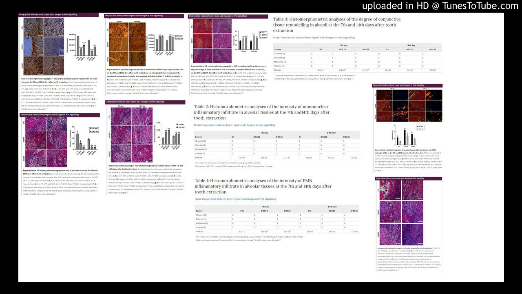Given the anti-inflammatory and MMP-inhibitory properties of DOX, the objectives of the present work were to use histological and histomorphometric methods to evaluate the effects of DOX on alveolar bone repair after tooth extraction in rats. In addition, we performed immunohistochemistry detecting WNT10B and its inhibitor DKK1.